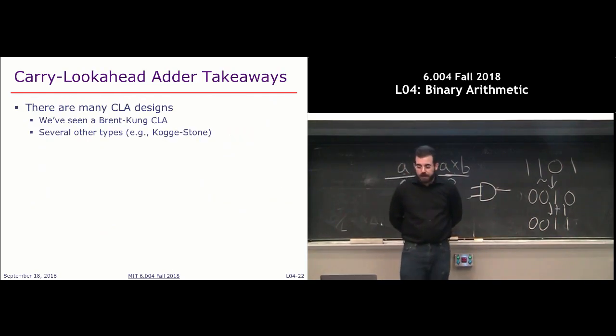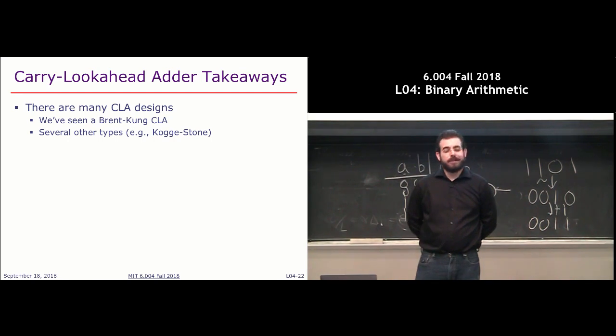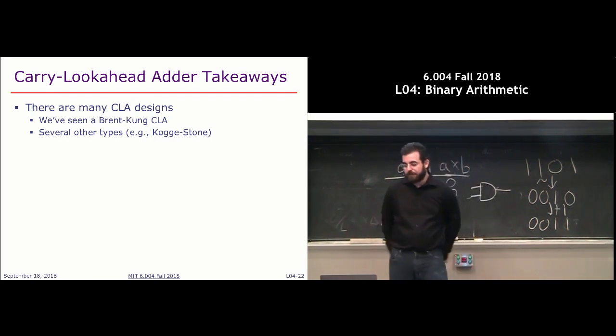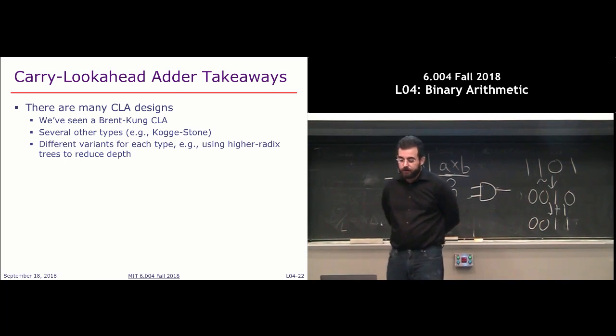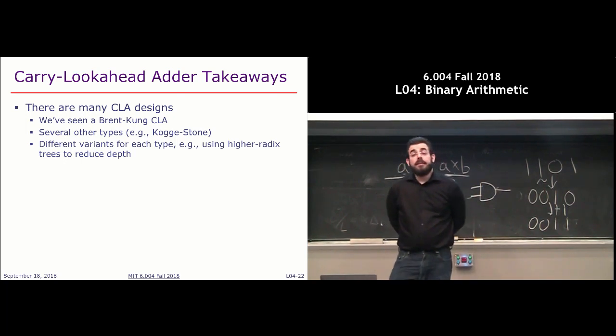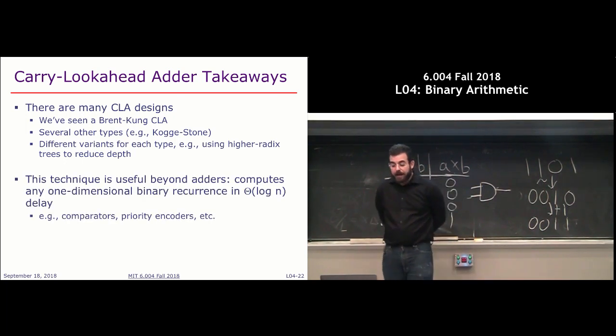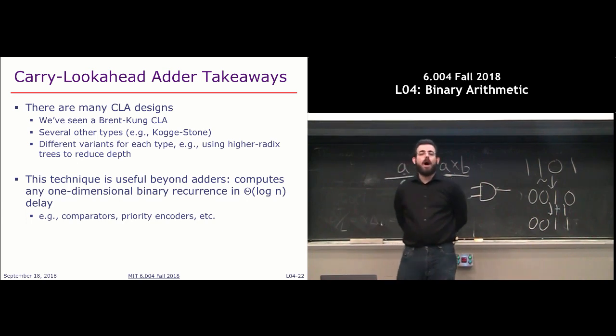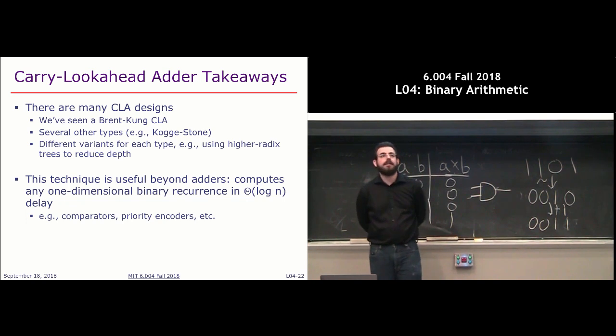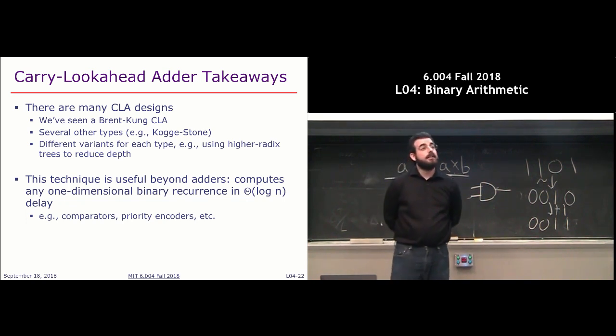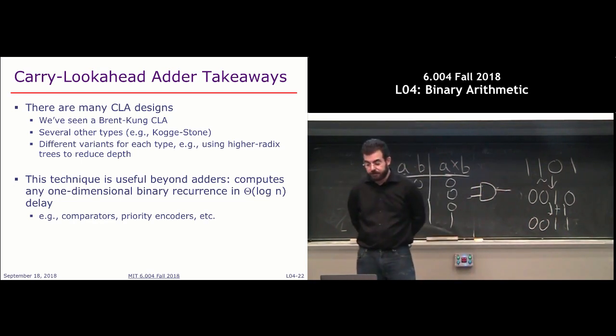Just to summarize, there are many different designs. You can see in the literature there are other designs that have more circuitry but less latency, like Kogge-Stone. And then there are different variants for each type. This is not useful only for adders, but actually for any one-dimensional binary recurrence. And so you can turn any recurrence into log n delay. And this will be useful, for example, to build fast comparison circuits.